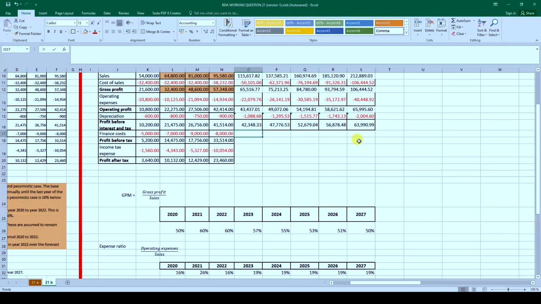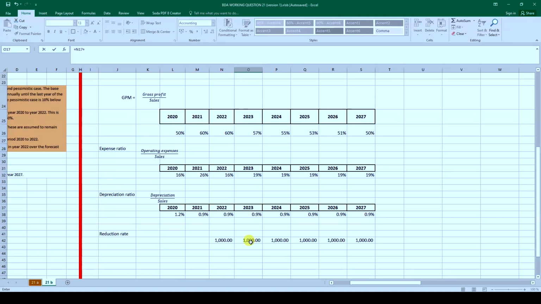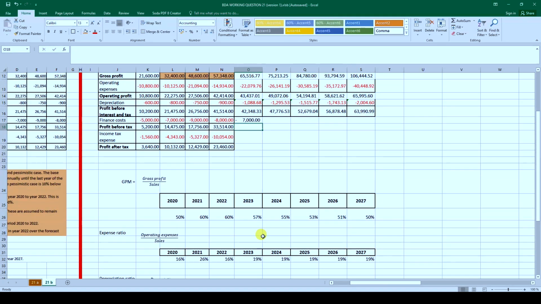So what we're going to do is that this one is going to be reducing by 1,000. So plus this one plus 1,000, 7,000, and we drag that all through.